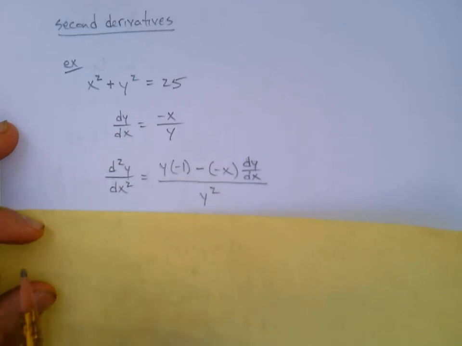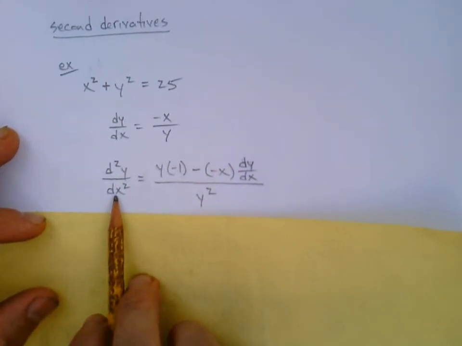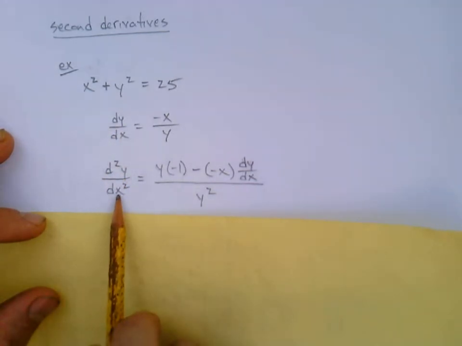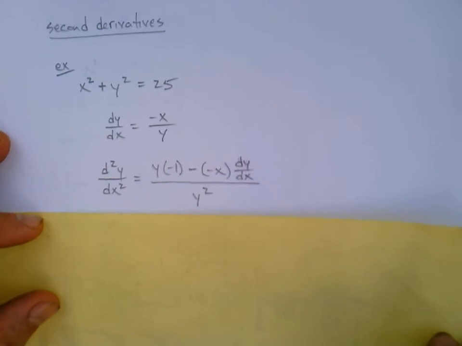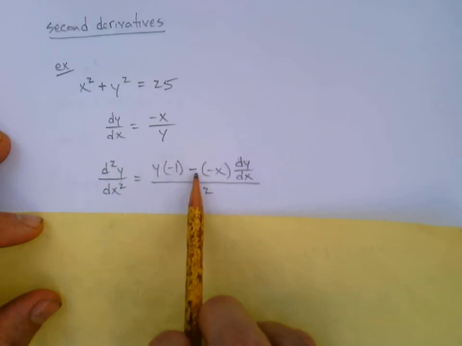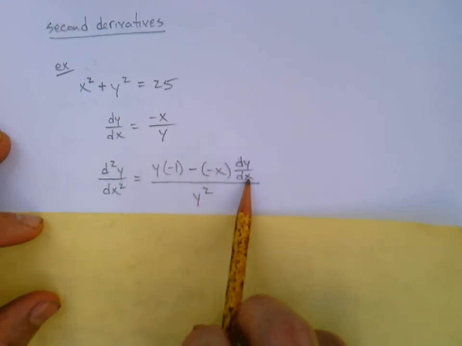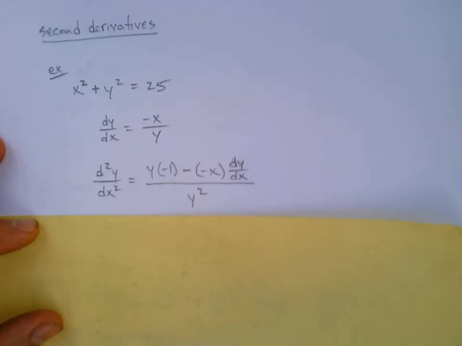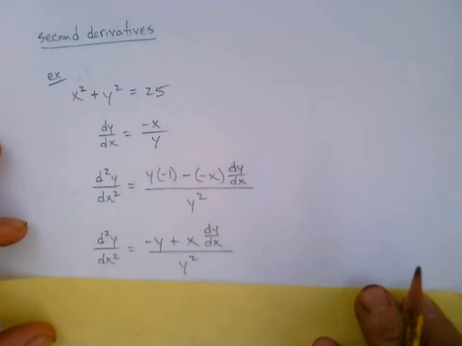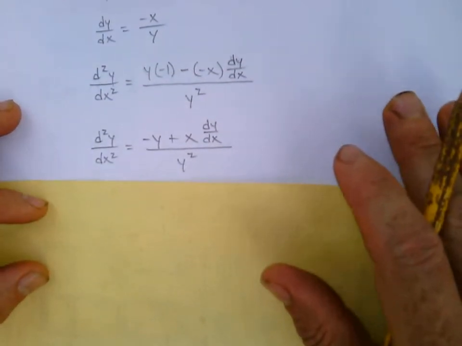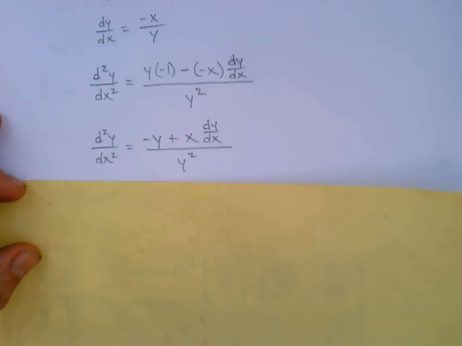Okay, so here we go. And notice we're going to use the Leibniz notation for the second derivative. It's d squared y over dx squared. And here is the quotient rule: low, d high minus high, d low, is dy over dx, all over the low squared. Okay, let's clean that up just a little bit. Now you might think, all right, we're good to go. That's the second derivative. We're not done with it yet.